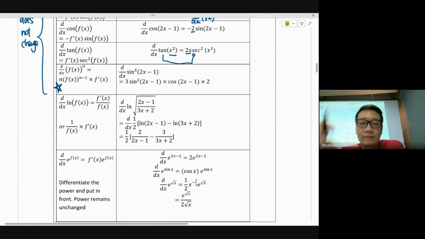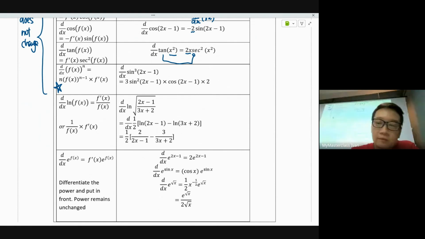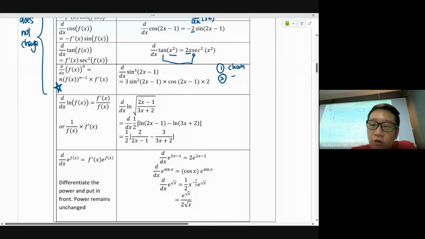Remember my 3-step. Number 1, write down. Always differentiate, do the chain first. Number 2, do the trigo. And number 3, do the angle.